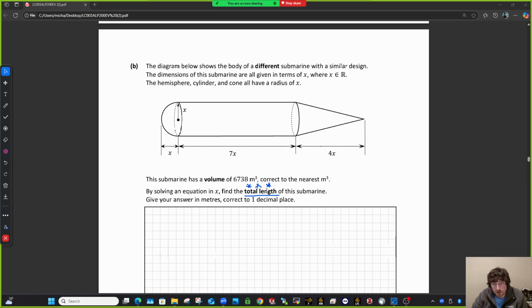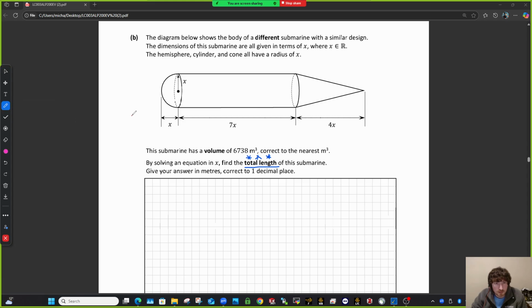So then they put in bold here, once you get x, not to stop, but to actually give them the total length. So this isn't too bad. I'm sure most people would have been able to go with it.